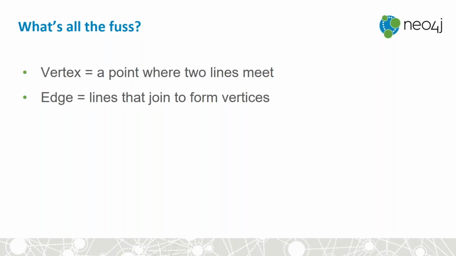So a vertex is a point where two lines meet. That's all it is in a simple graph. And an edge is just a line that joins two vertices. Okay? That's a graph.